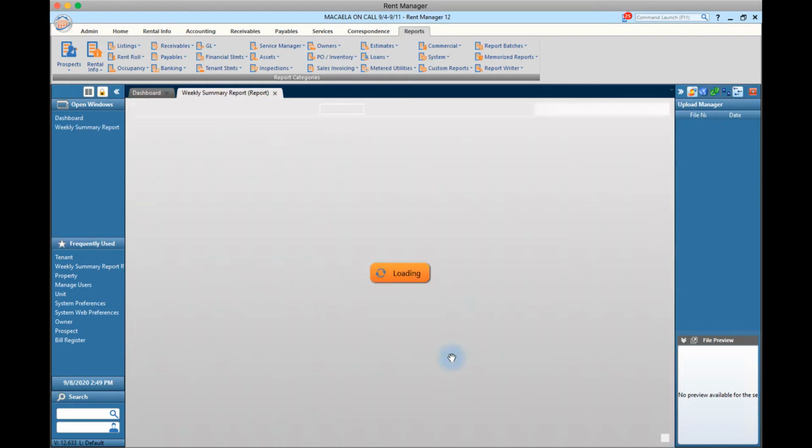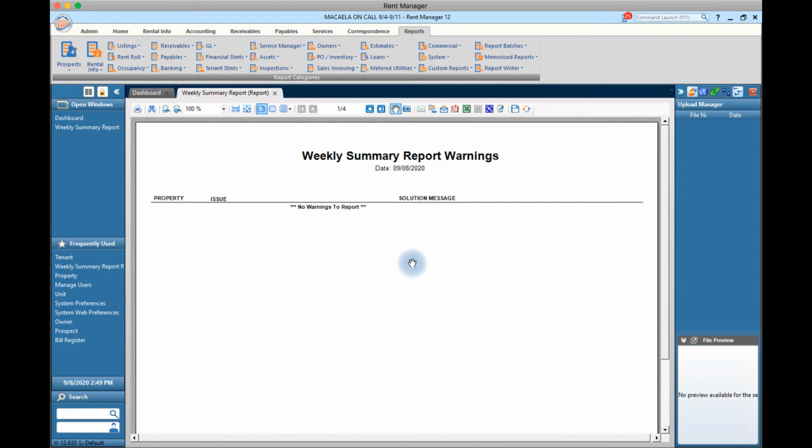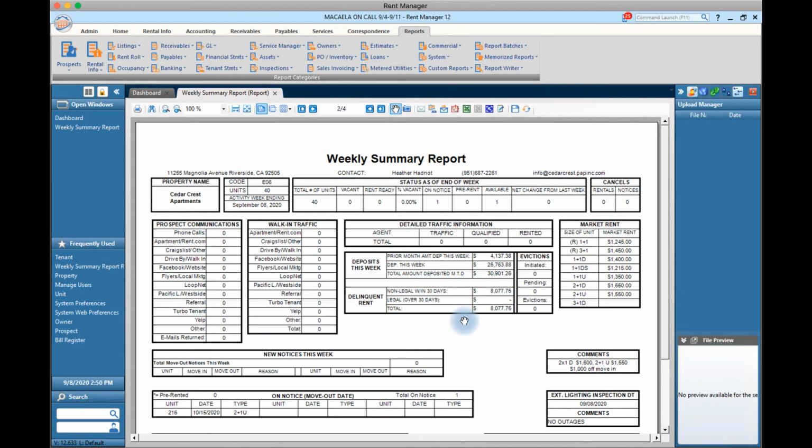Once I view the report, the warnings are basically going to help you detect any errors in your report. This is really great because it has no warnings to report. But as we go through the report, I will highlight some of the common mistakes people make, and those mistakes will be displayed here. It'll show you what exactly the issue is and how to fix it. So this report is really handy. On the next page, we have the actual report.